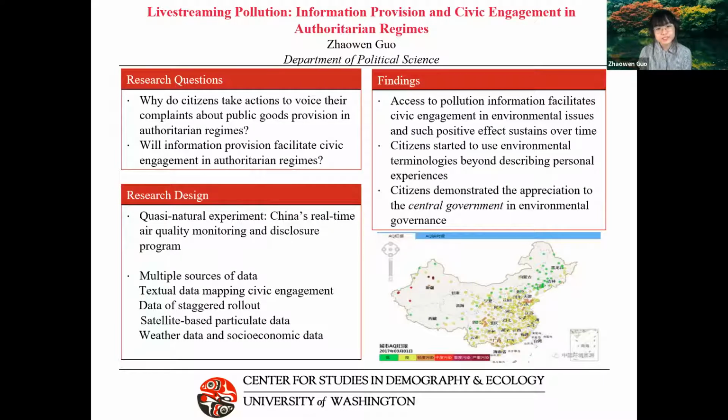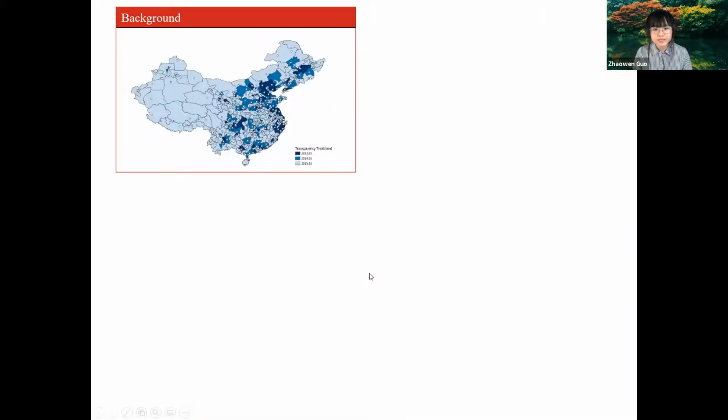By discourse analysis, I find that citizens start to use more technical language beyond describing their personal experiences. Also, they demonstrated their appreciation to the central government in environmental governance. This figure gives you some sense of the rollout of the program. It is implemented in 3 waves, starting from the darker blue ones to the lighter blue ones.